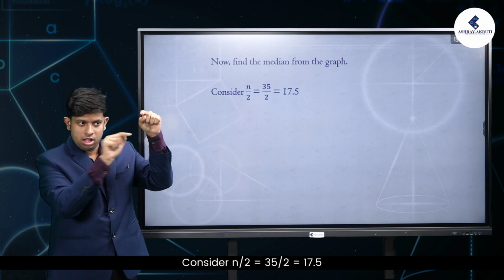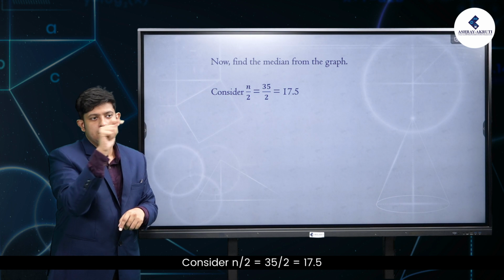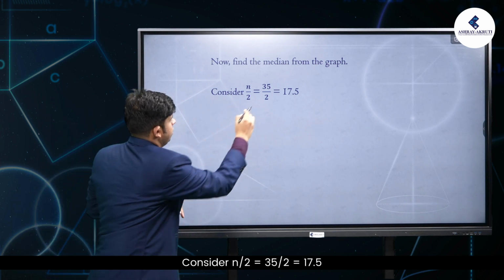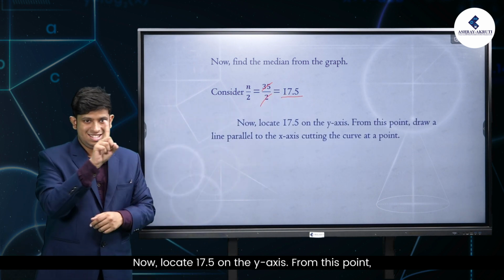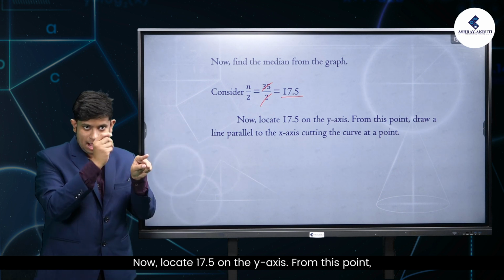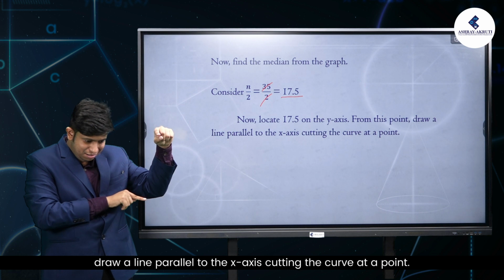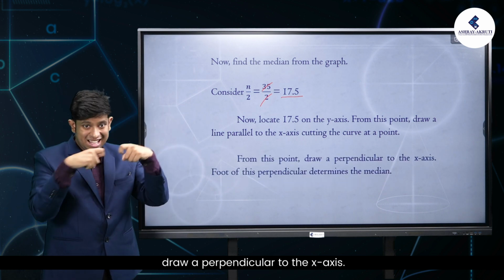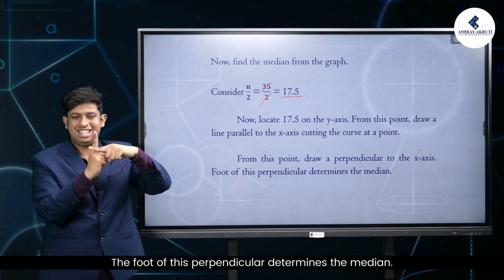Consider n by 2, that is equal to 35 by 2 is equal to 17.5. Now locate 17.5 on the y-axis. From this point, draw a line parallel to the x-axis cutting the curve at a point. From this point, draw a perpendicular to the x-axis. The foot of this perpendicular determines the median.